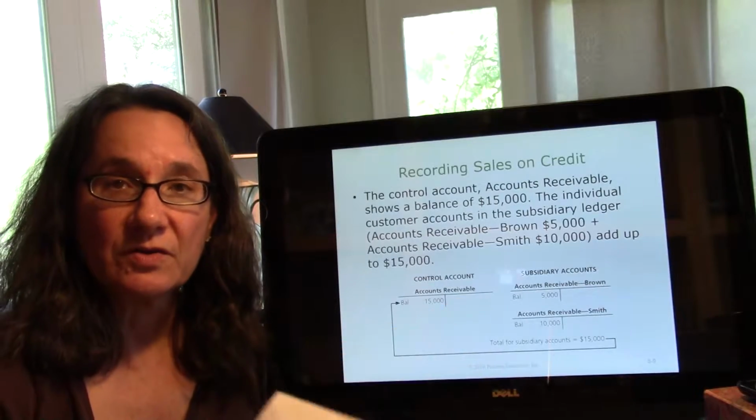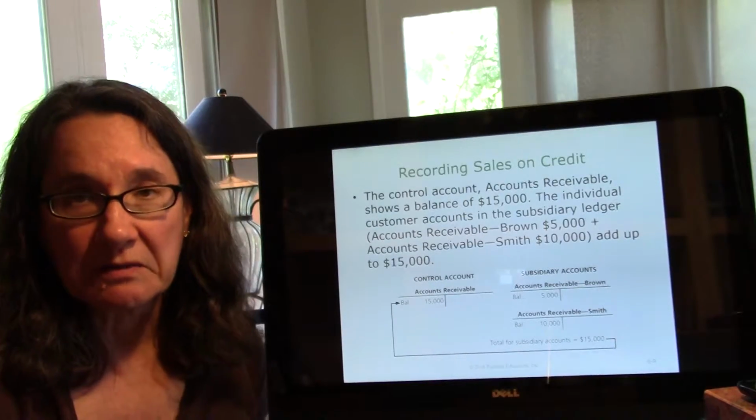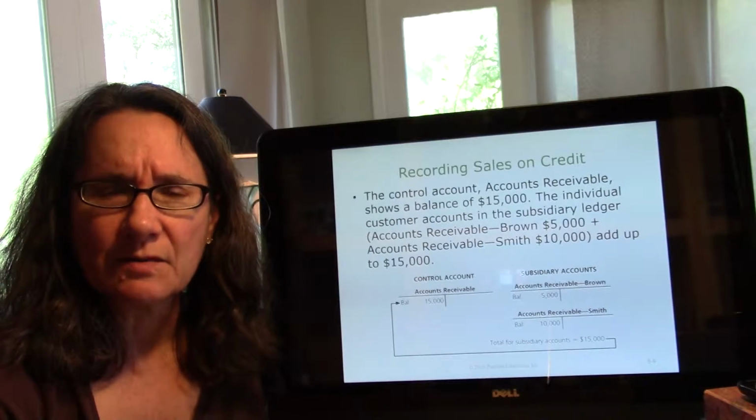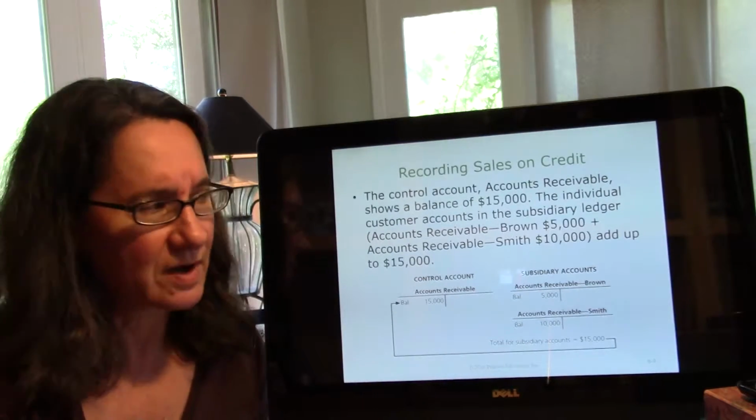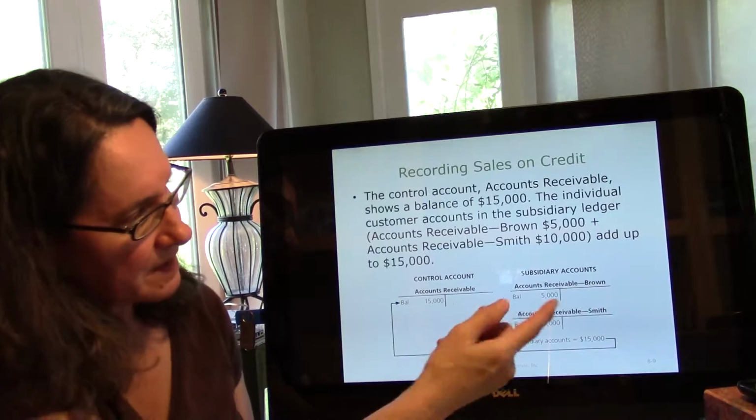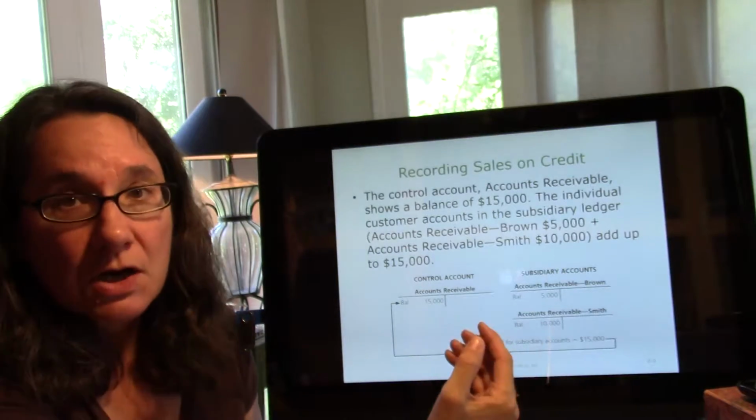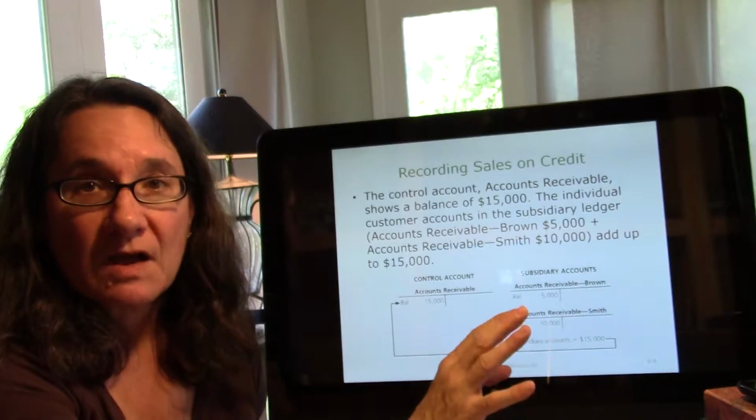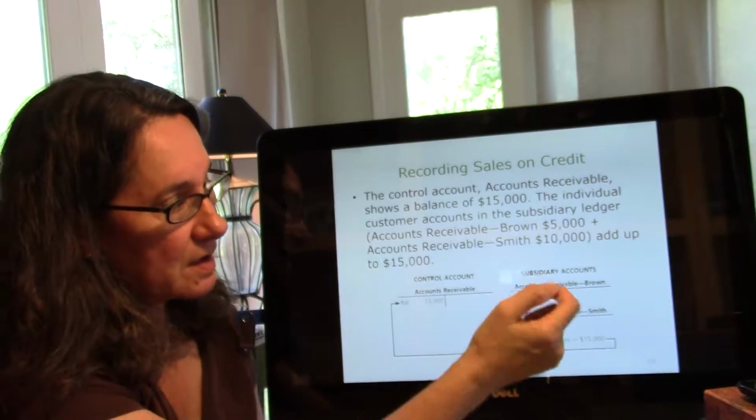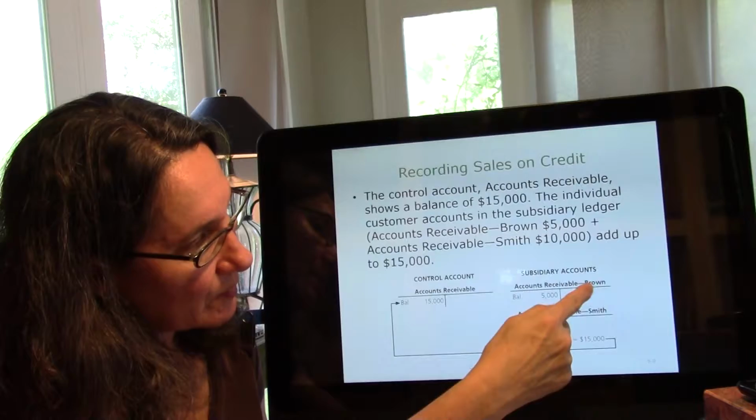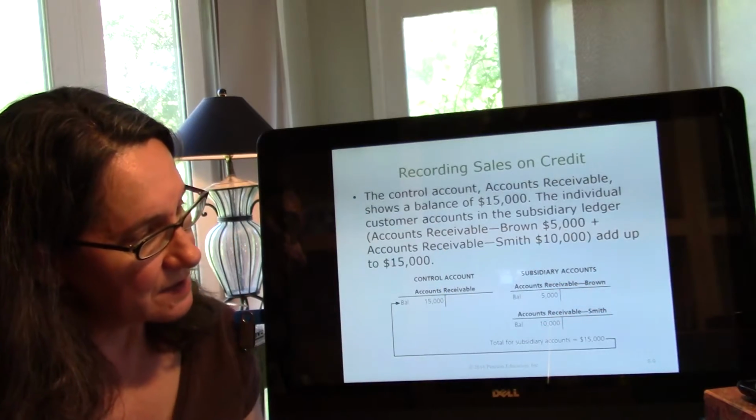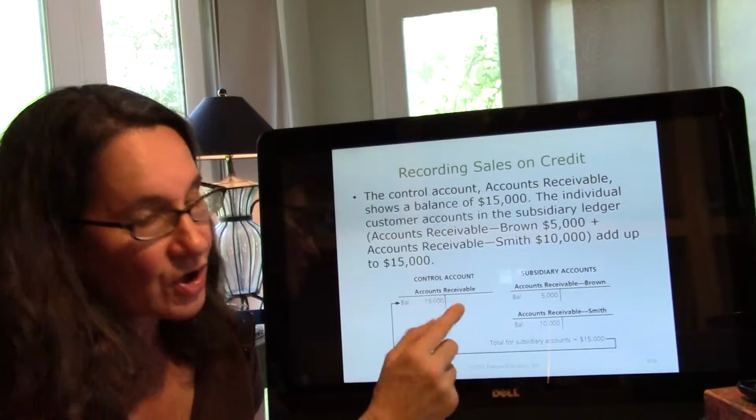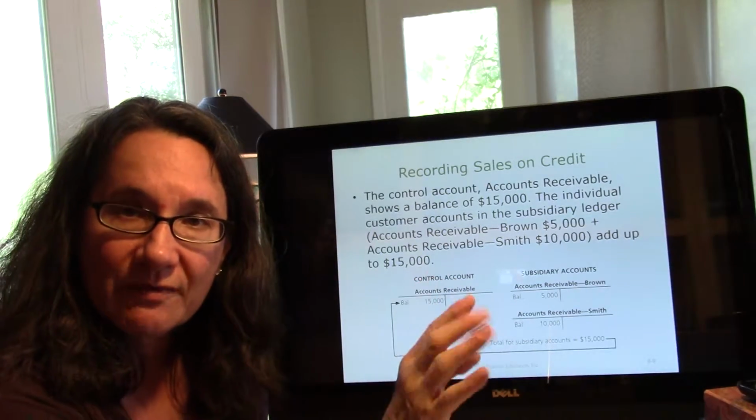Remember how we talked about internal controls are what makes sure we meet our objectives, and it's how we make sure we're keeping good financial reporting. Well, here's an example of a control that's helping us make sure we're recording our accounts receivable correctly. So obviously you want to keep a separate one for Brown and a separate one for Smith. And you want to keep an accounts receivable control account that keeps the totals of all of them.